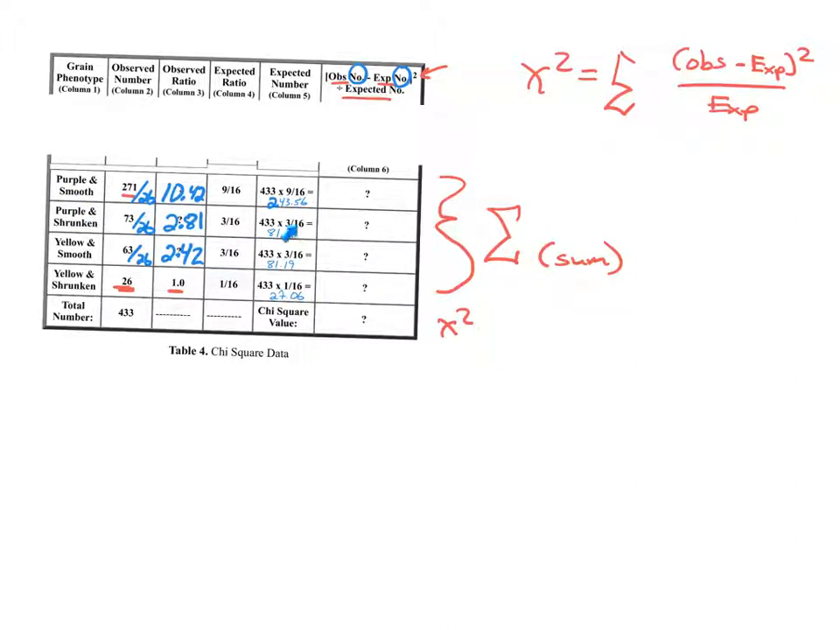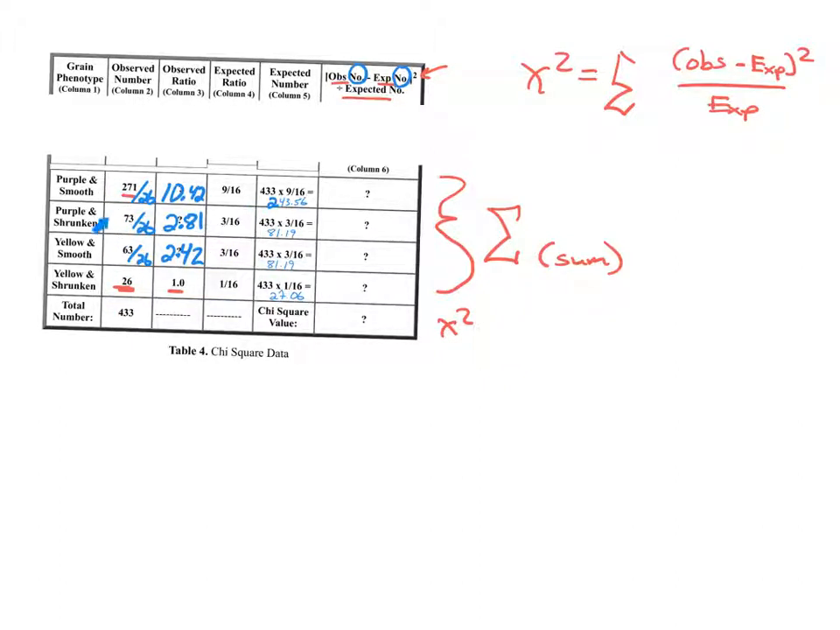And does the decimal make sense? Not really, but you can keep it if you'd like, or you can round up, whatever you feel comfortable doing. 243.56. You expect to see 81.19 of purple shrunken, etc. These are the expected numbers. This is what you actually saw.